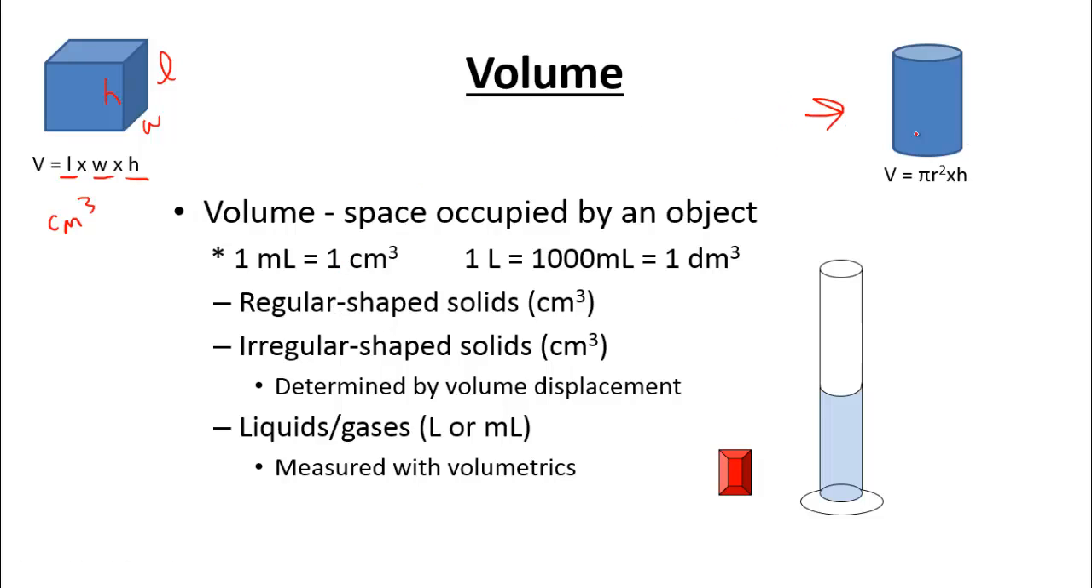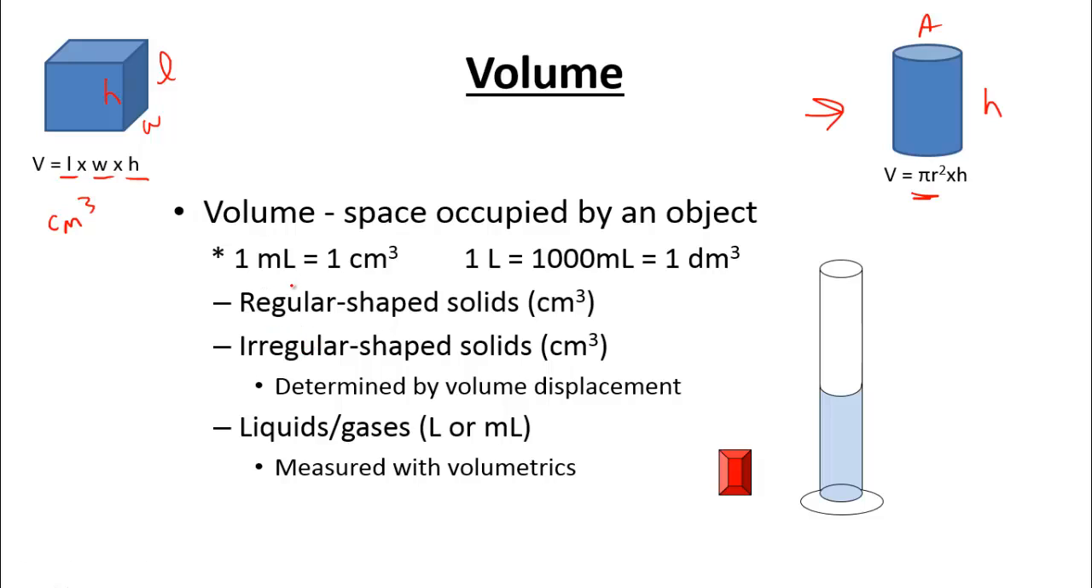Over here on the right hand side we have a cylinder, where you can use an equation like pi r squared times height. That's the area of the circle, and then times the height helps you figure out the volume of that cylinder. So that's what volume is, the space an object occupies.